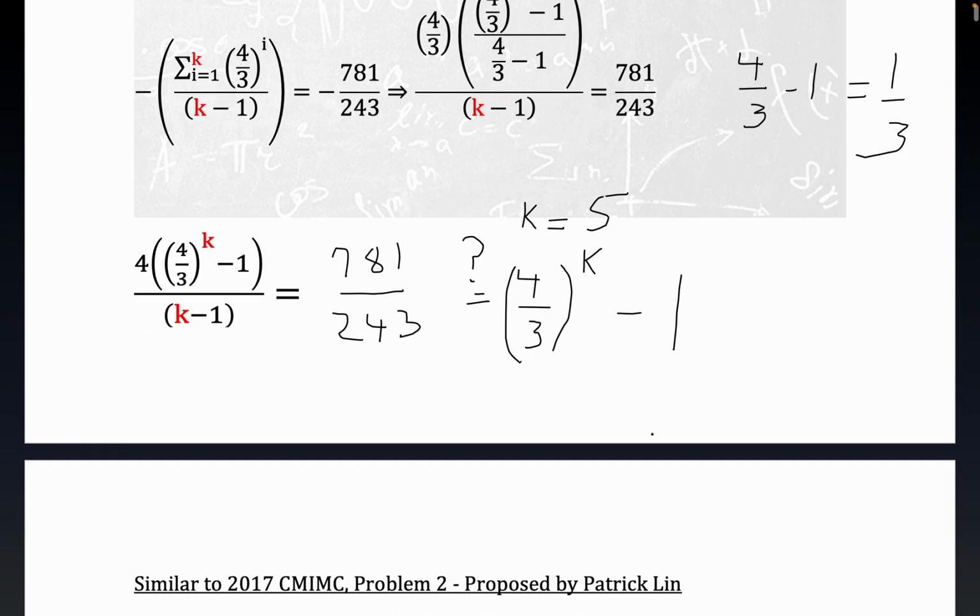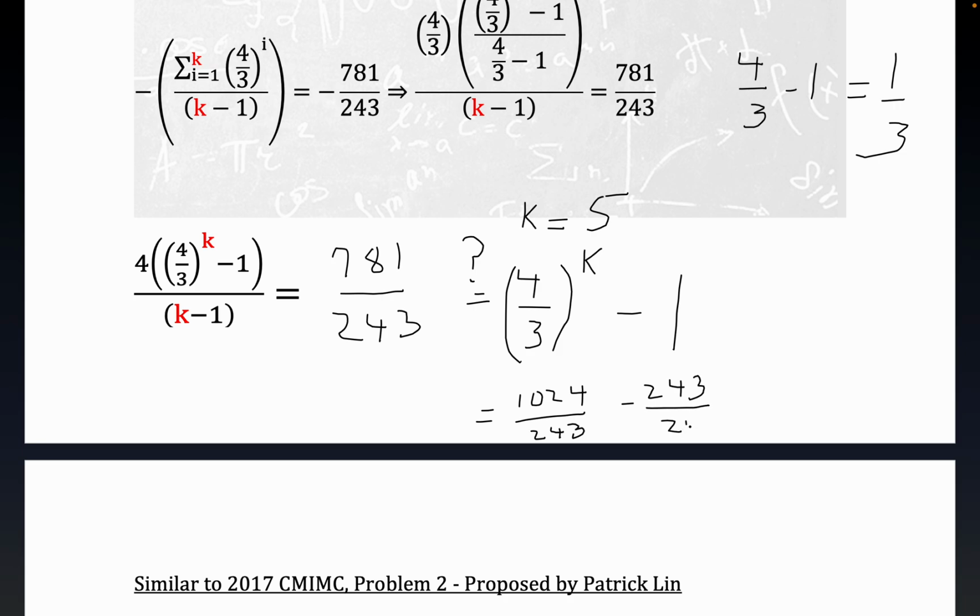So let's see what this ends up being. This would be 1,024 over 243. When you raise 4 to the 5th power, you get that, which is 2 to the 10th. 3 to the 5th is 243. Now we'll go ahead and just say minus 243 over 243, right?